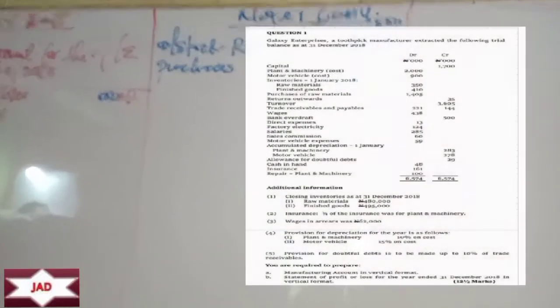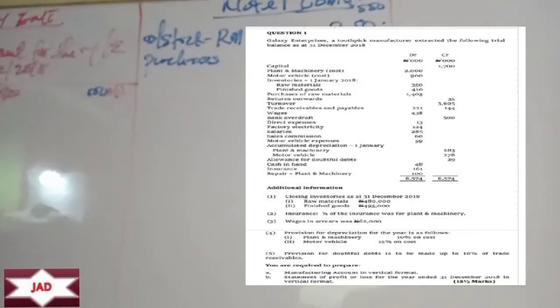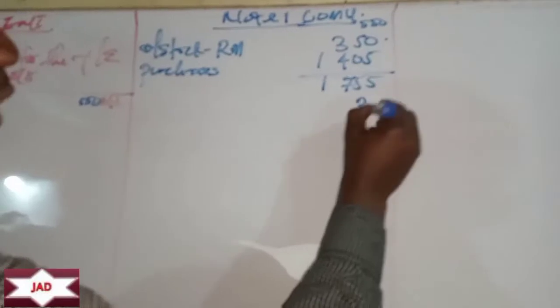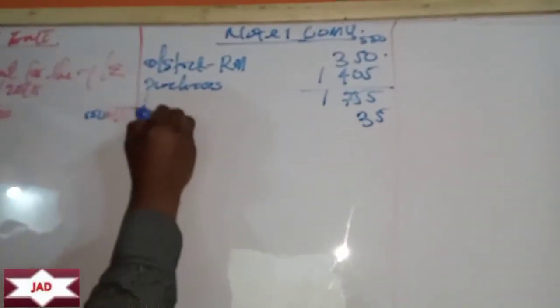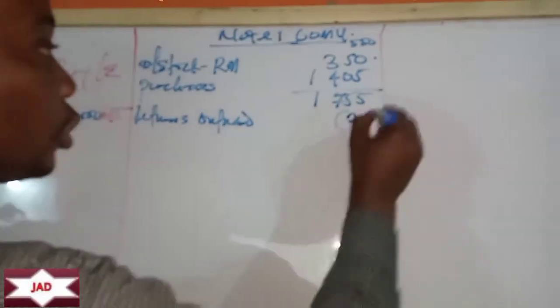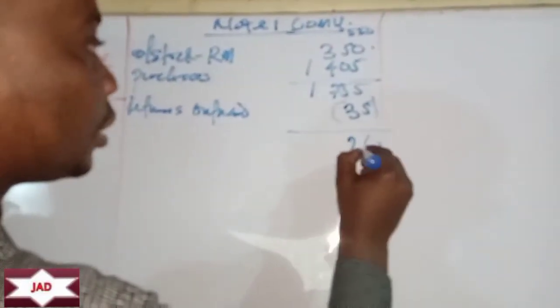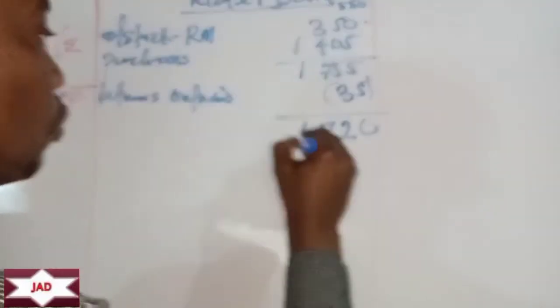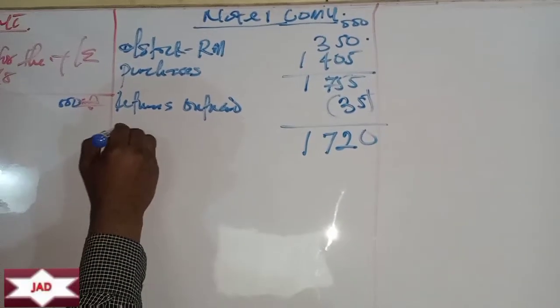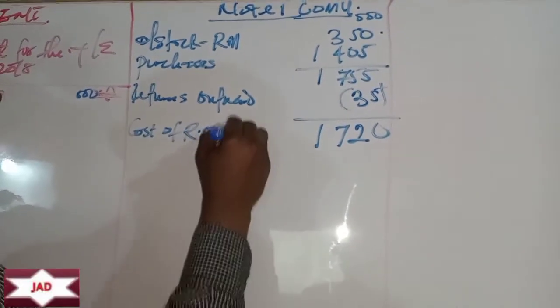So is there any returns outward there? Let's go. I can see returns outward in the question, 35. So we call it returns outward, 35. So you're taking it out. 5 minus 5 here is 0. 5 minus 3, 2. So what do you have here? 71. So this is your cost of raw materials available.